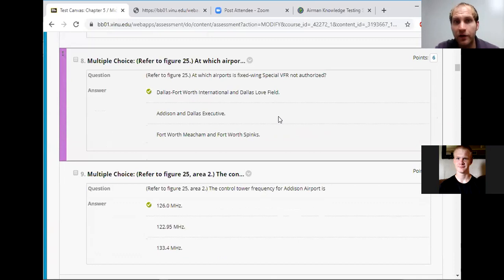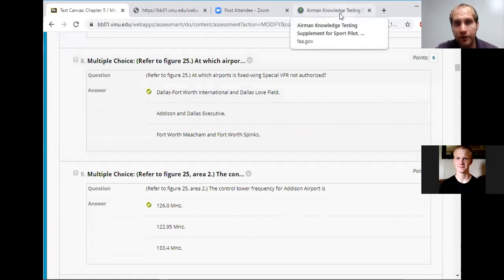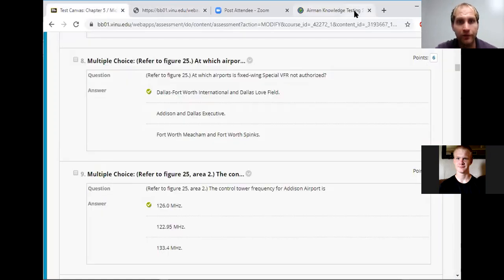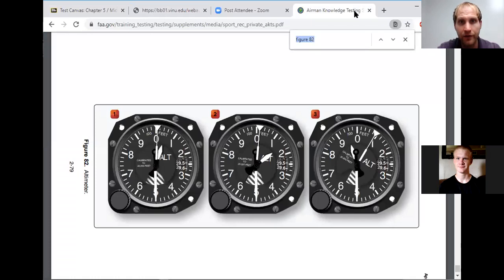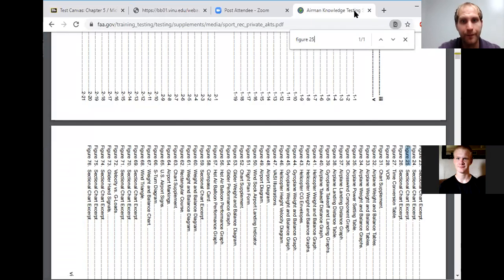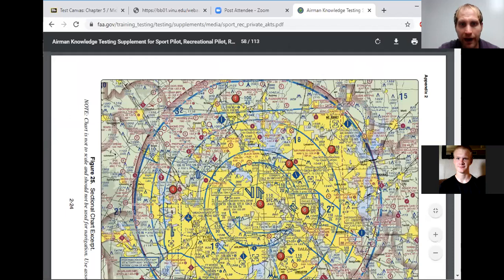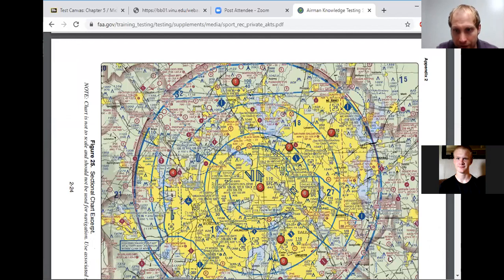All right, so here's a great figure question. Figure 25, which airport is fixed wing, special VFR, not authorized? So we said that we can do the search feature for figure 25. So we hit Control F, figure 25. Maybe we need to rotate it. Oh, here it is. Perfect. Figure 25. So what you're really all paying attention to, I'm going to hit Control plus, see if I can zoom it in. Or I think here we go.